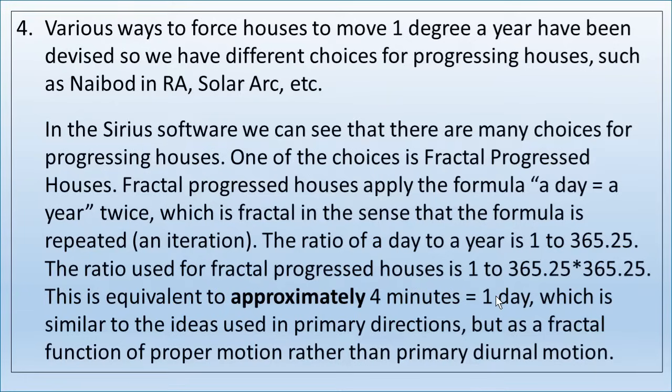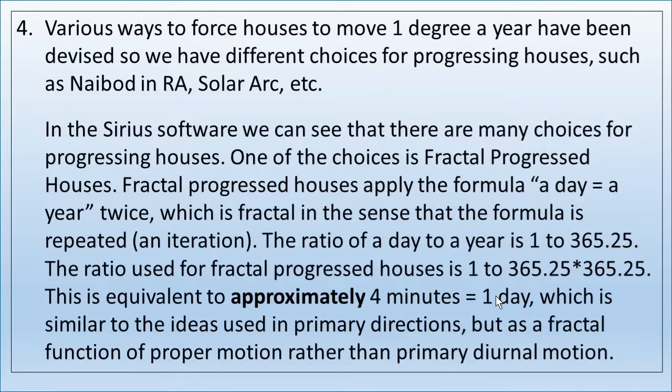The way fractals are made, they call it an iteration, is you do the same thing over and over again. So you say a day equals a year. Well, if a day equals a year, you can take that year, which is now a day, and then apply it again. So you apply it twice, you end up with approximately a little bit less than 4 minutes equals 1 day. And how far do the houses move in 4 minutes? About 1 degree. So I believe that to get the progressed houses to move 1 degree a year, all you have to do is apply a day equals a year twice.